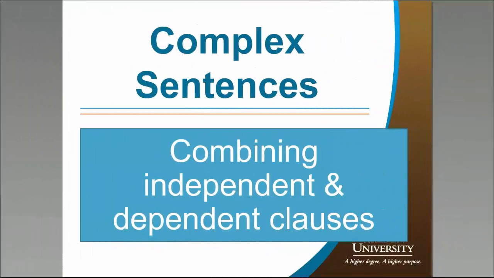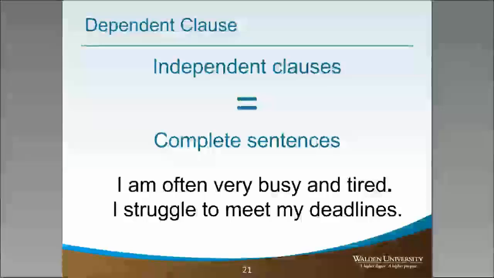We're going to talk about combining independent and dependent clauses to talk about complex sentences. Independent clauses are complete sentences. They can function all by themselves. They could be their own sentence, but we can also combine them to make compound sentences.